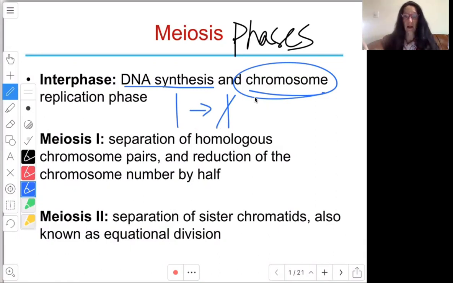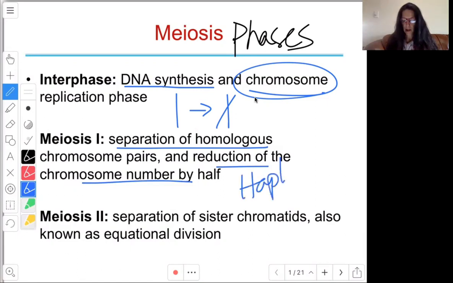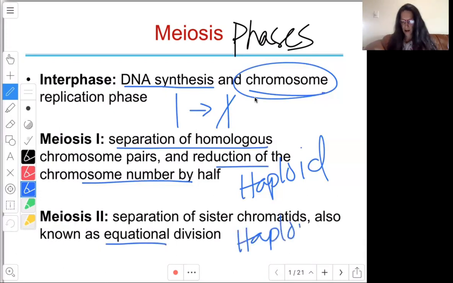During interphase, before anything else starts, the big picture: meiosis I is the separation of homologous chromosome pairs, a reduction of number by half. What does that mean? Yes, my friends, we are haploid after meiosis I. And then what happens in meiosis II? Meiosis II is essentially mitosis. It's the separation of the sister chromatids, the equational division. So what happens? Yes, the gametes are haploid at that stage too. They continue to be haploid.